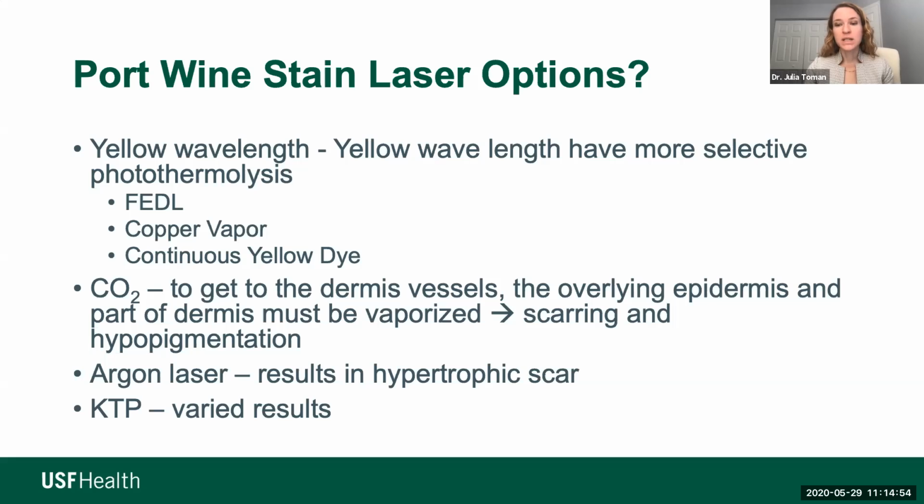The argon laser was extensively used in the past because the blue-green light is well absorbed by oxyhemoglobin, but it was found to be complicated by hypertrophic scar. And the KTP laser was also used. It has a very similar absorption profile, of course, to the argon, but it had varied results. And so when you're thinking about these sort of lesions, the yellow wavelength options are the best.